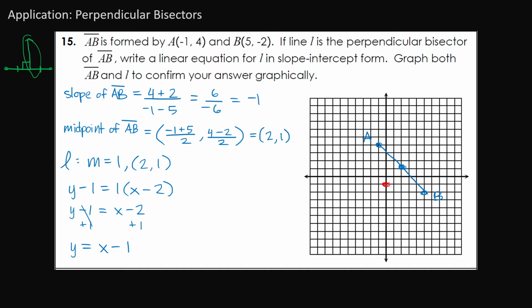We start here. And my slope is positive 1. So rise of 1, run of 1. Rise of 1, run of 1. There we go. It passes through that midpoint. And we keep going, and I'm going to draw as good of a line as possible. There we go. So the red line is line L. And you'll notice that it cuts segment AB in half, and it forms a right angle with segment AB. Pretty cool. To practice this specific skill, try out problem 16.